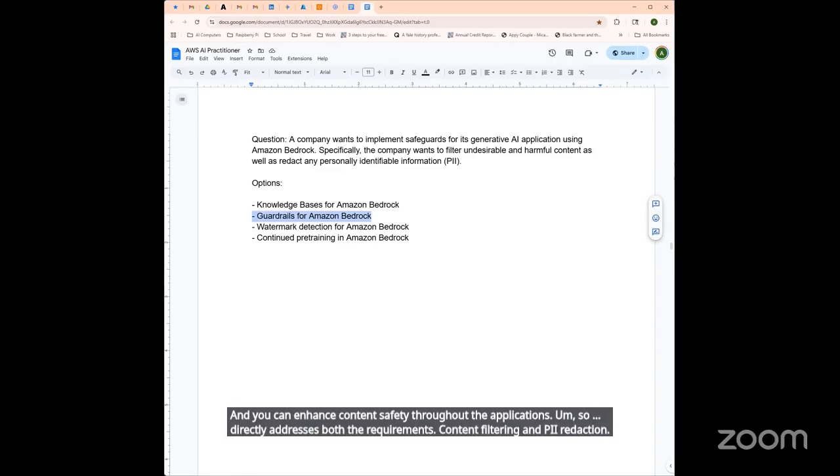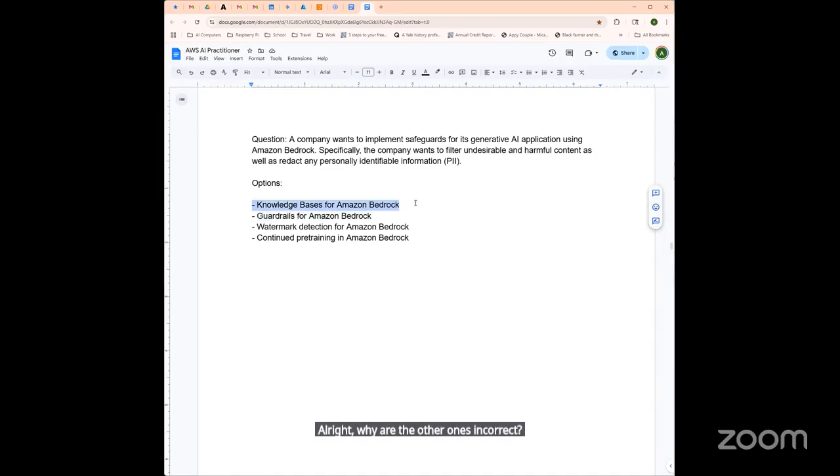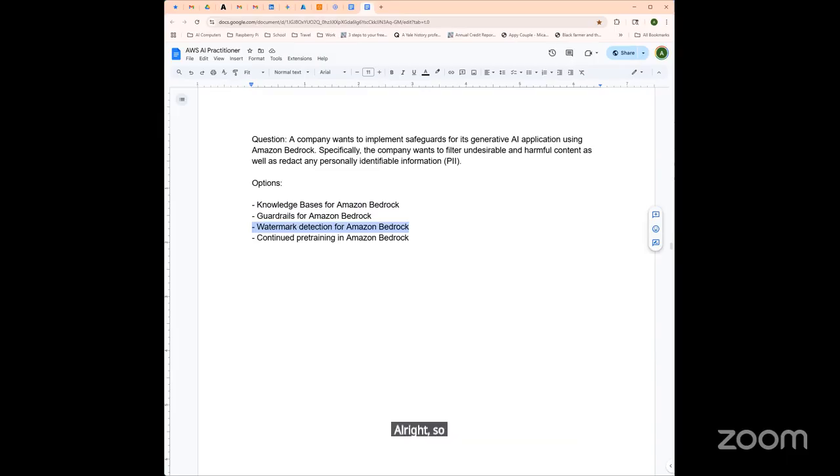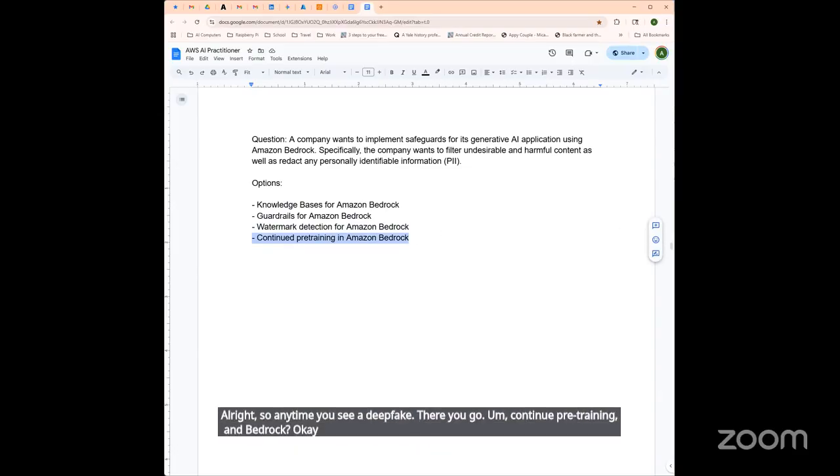All right, why are the other ones incorrect? So knowledge bases. This is used for RAG, so it provides contextual information, not filtering. And then watermark. This is used with Titan Image Generator. So anytime you see a deep fake, there you go. Continued pre-training in Bedrock. Okay, so this is used for model customization with domain-specific data.